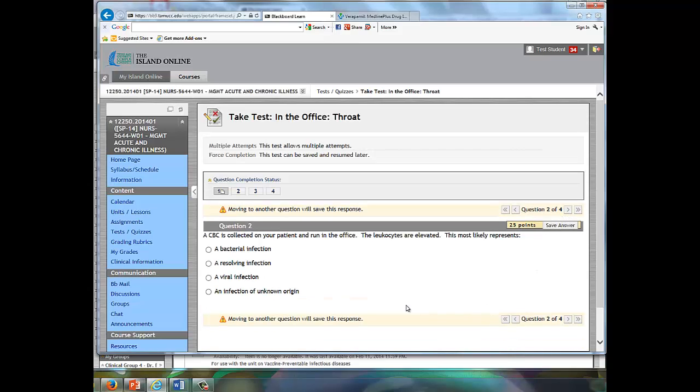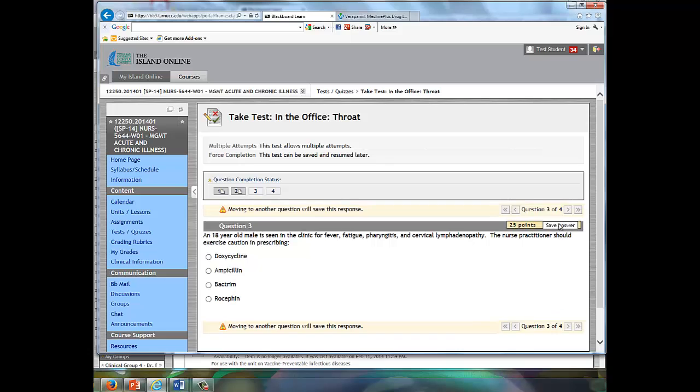A CBC is collected on your patient and run in the office. The leukocytes are elevated. This most likely represents bacterial infection, resolving infection, viral infection. Well, you don't have the neutrophils and you don't have the rest of it, or the lymphocytes, you don't have the rest of the information, so you can't know if there's a shift to the left or the right.